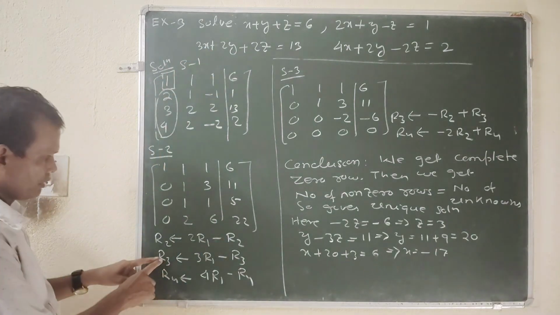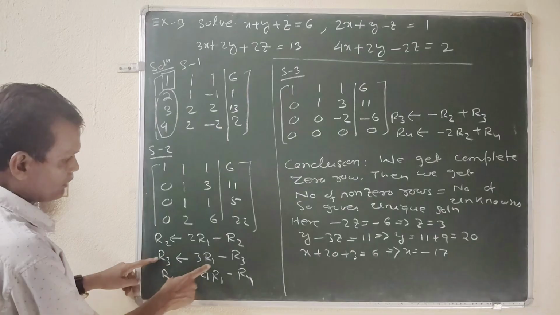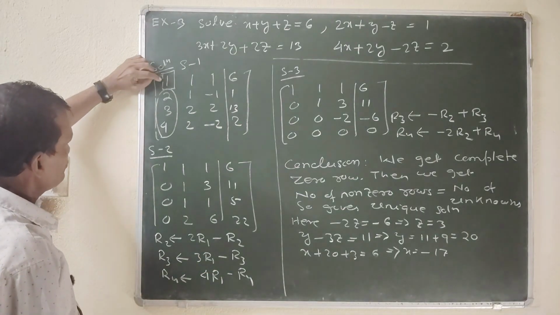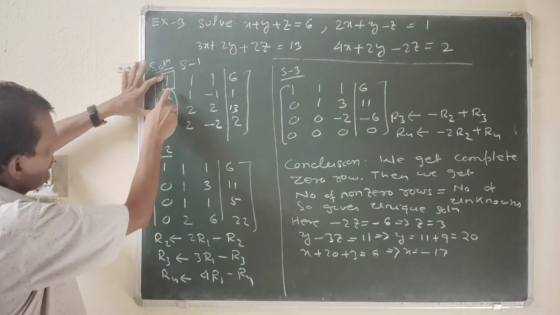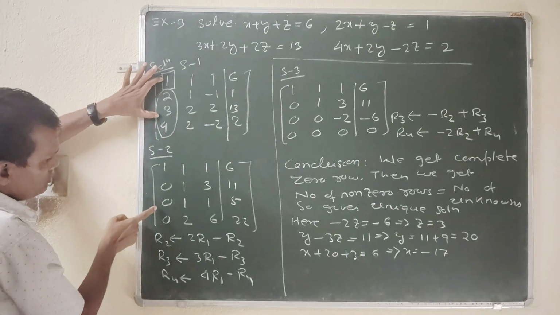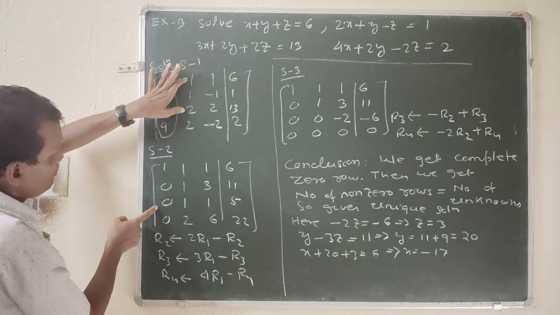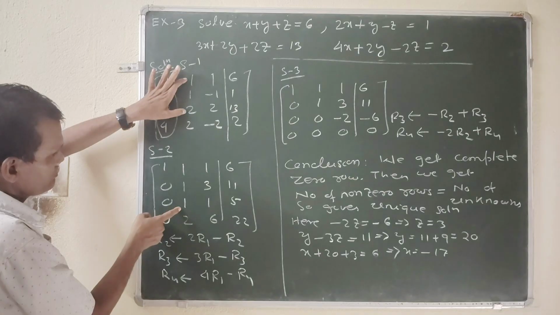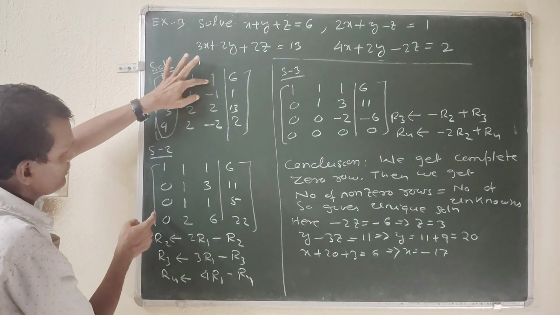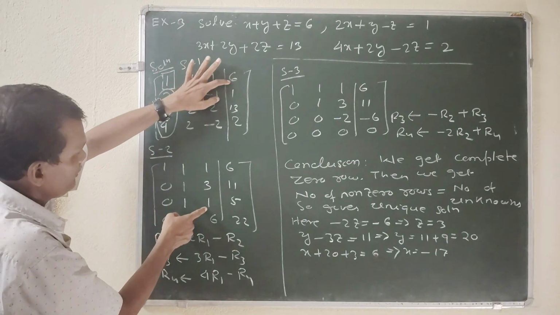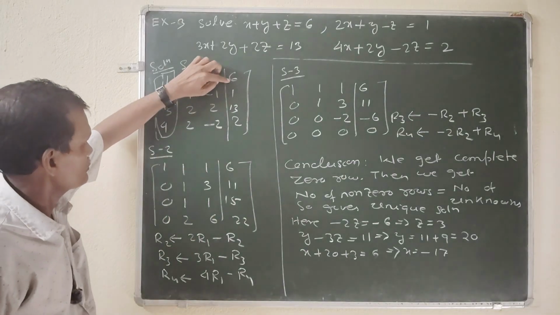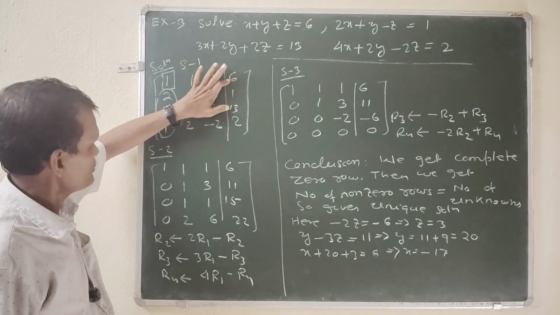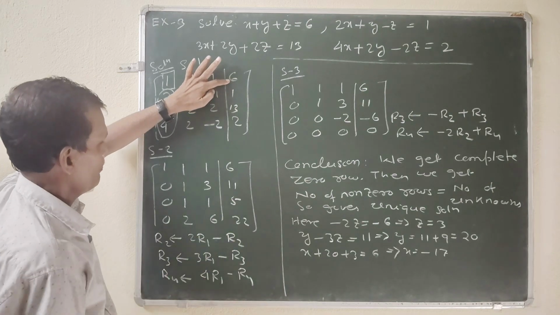Like that we are forming r3 equal to 3r1 minus r3. So we multiply 3 to this and then subtract this. So 3 into 1 is 3 minus 3, that is 0, 3 into 1 is 3 minus 2, that is 1, 3 into 1 is 3 minus 2, that is 1, 3 into 6 is 18 minus 13, that is 5.